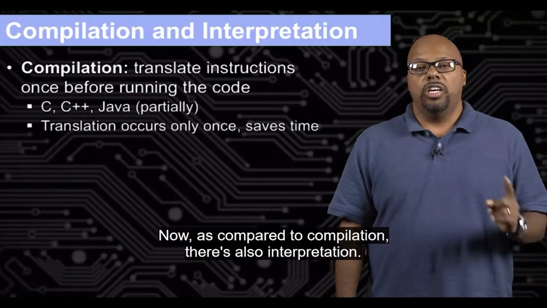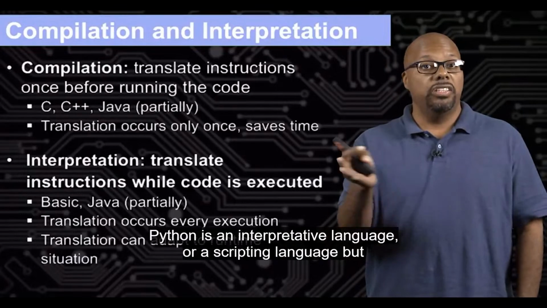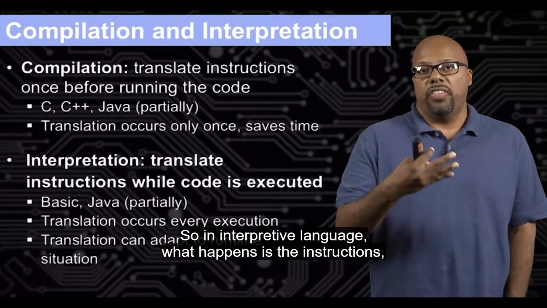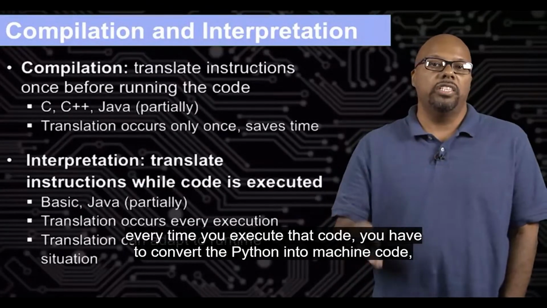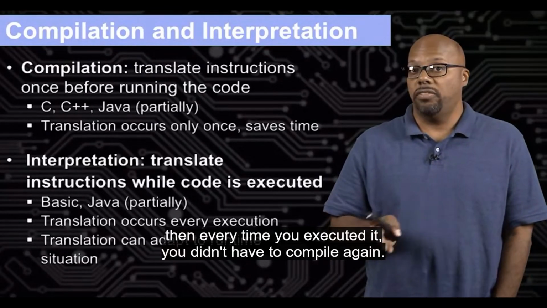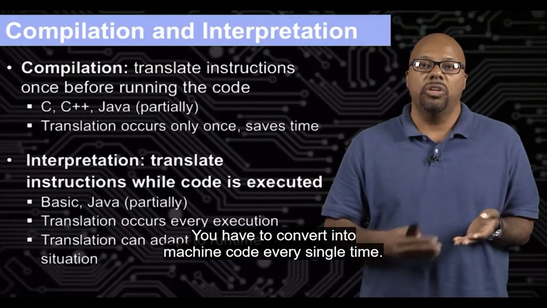Okay? Now, as compared to compilation, there's also interpretation. So you can have an interpreted language, like Java, Basic, Visual Basic. Python is an interpreted language, or a scripting language, but also interpreted. In an interpreted language, the instructions, the Python instructions let's say, are converted into machine code at runtime. So every time you execute that code, you have to convert the Python into machine code. Unlike with the compiled language, right? With a compiled language, you compiled it once and got the machine code, and then every time you executed it, you didn't have to compile again. But with interpreted languages, you have to do it every single time. You call it interpretation, but it's the same thing. You have to convert into machine code every single time.